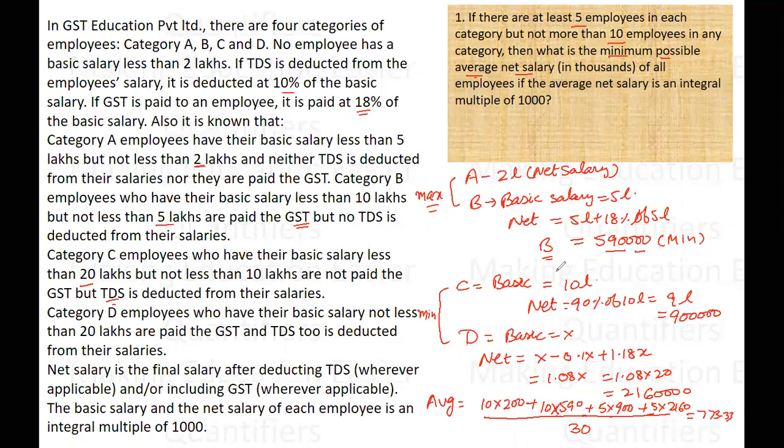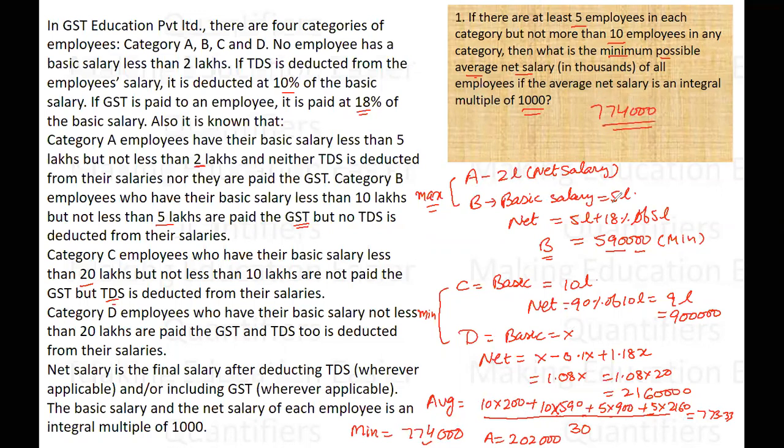773.33. So since the average salary is a multiple of 1000, so it is a minimum average salary, but when we convert it into multiples of 1000, the minimum will be 7,74,000. Now this can happen if you take the salary of, let's say, A category, instead of 2 lakh, if you take that to 2 lakh 2,000, right? If you take that salary, you will get this value.